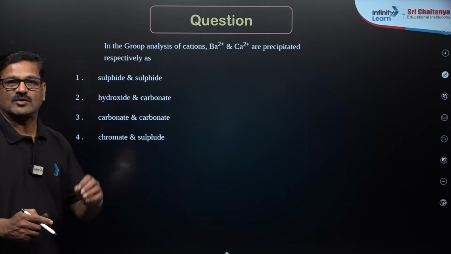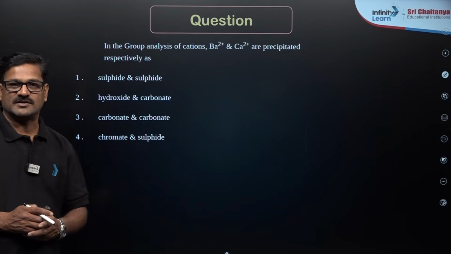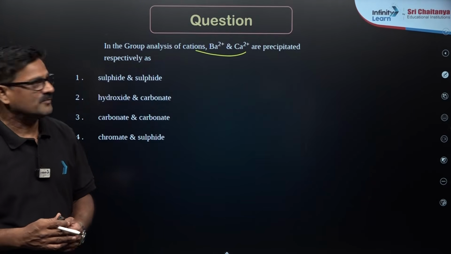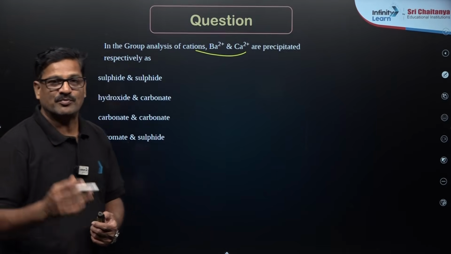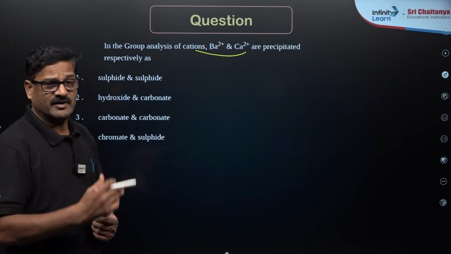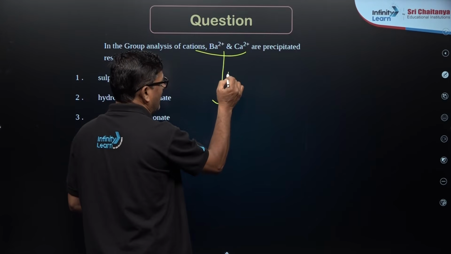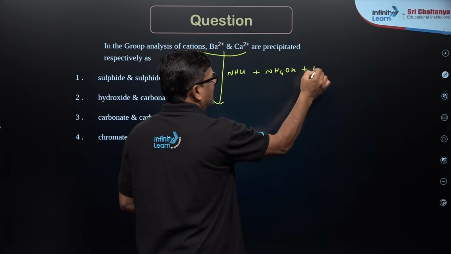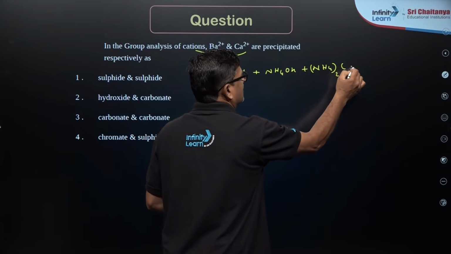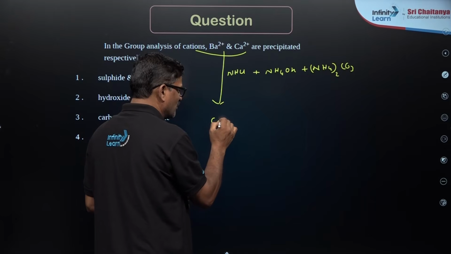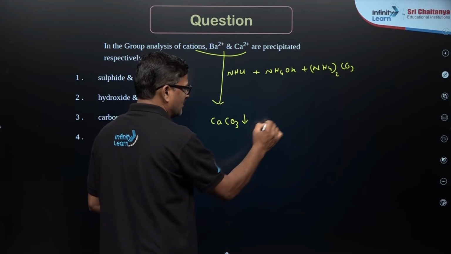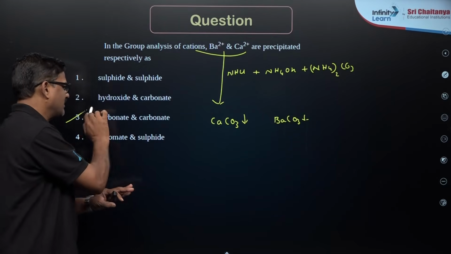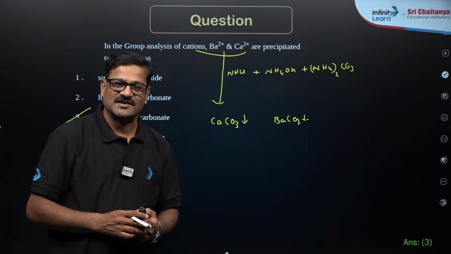Students, this question is based on salt analysis, qualitative analysis. In the group analysis, barium and calcium 2+ are present and they are precipitated as group 5 cations. Group 5 cations are precipitated when you add ammonium chloride and then ammonium hydroxide, then ammonium carbonate is added. So they are going to precipitate as calcium carbonate and barium carbonate. Both are precipitated as carbonates. Option 3 is the correct answer for this question.